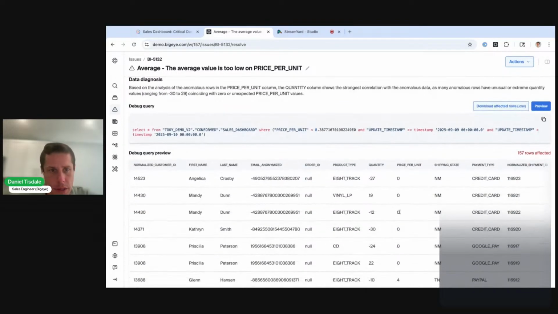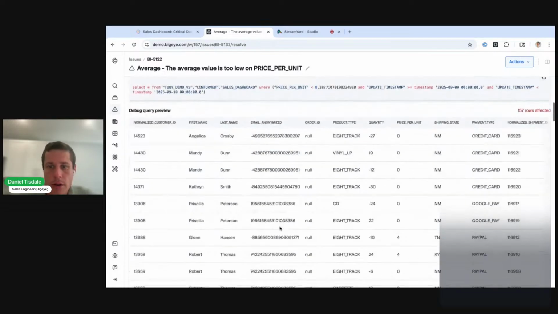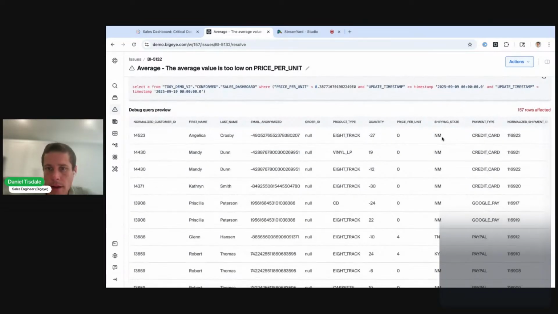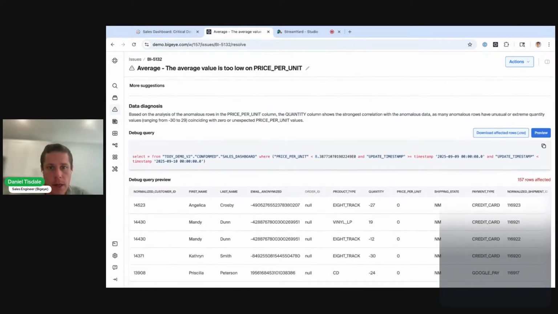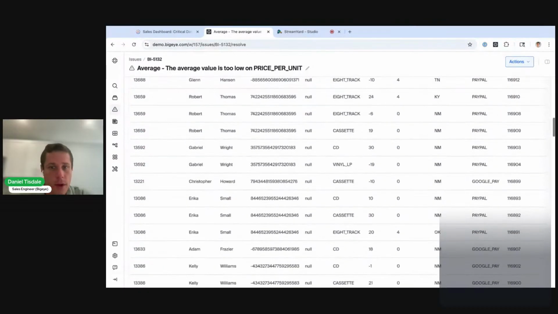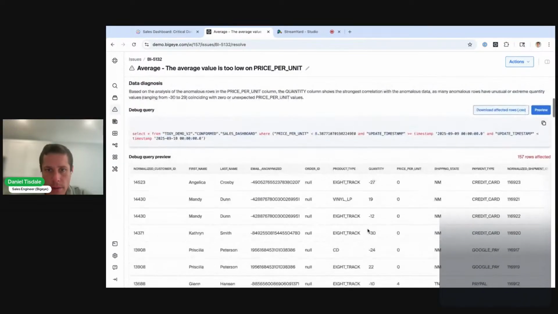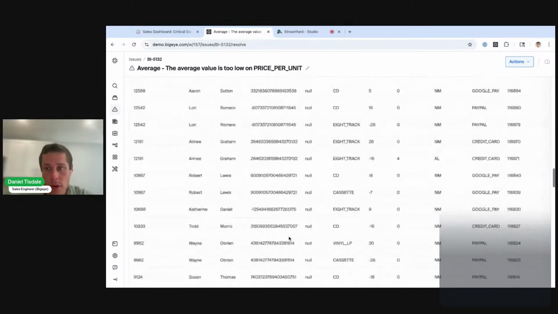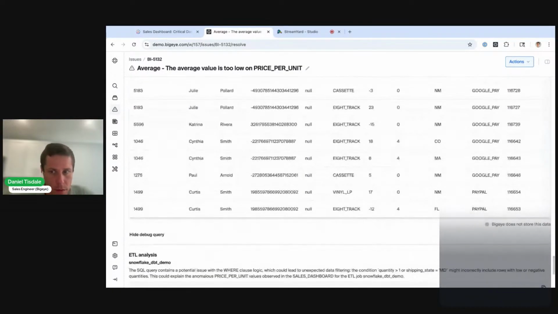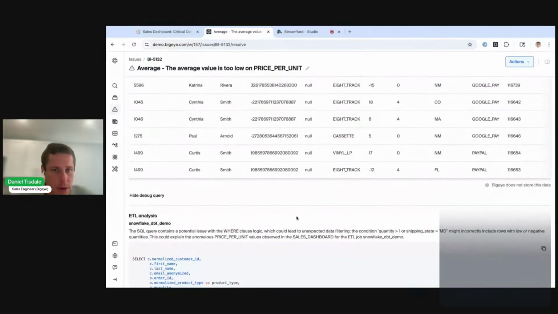So we can see all of these records here. They've got price per unit values of 0. Looks like we're seeing a high concentration of data from New Mexico where that's having that specific issue. So maybe there's something going on with the data that's being fed in from New Mexico. We're also seeing, it looks like, some negative quantity values. So multiple types of data quality issues there.